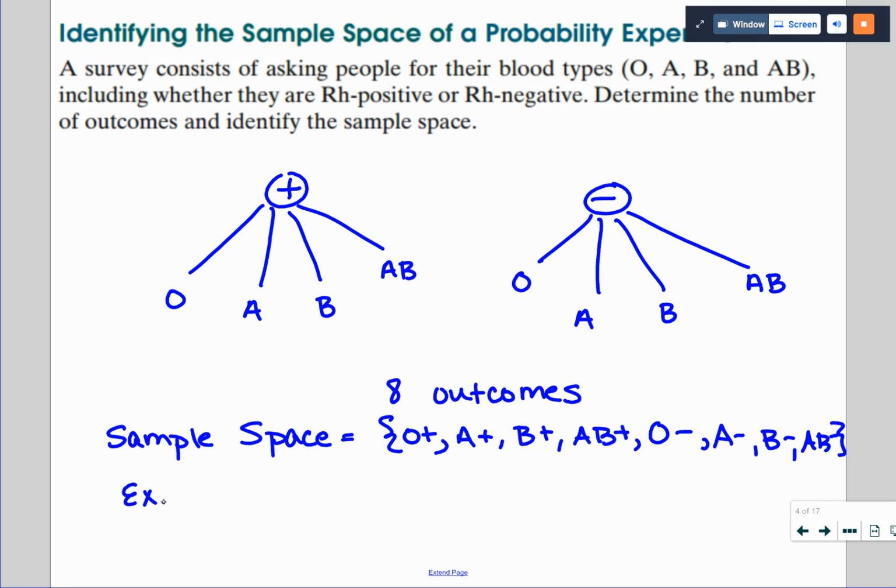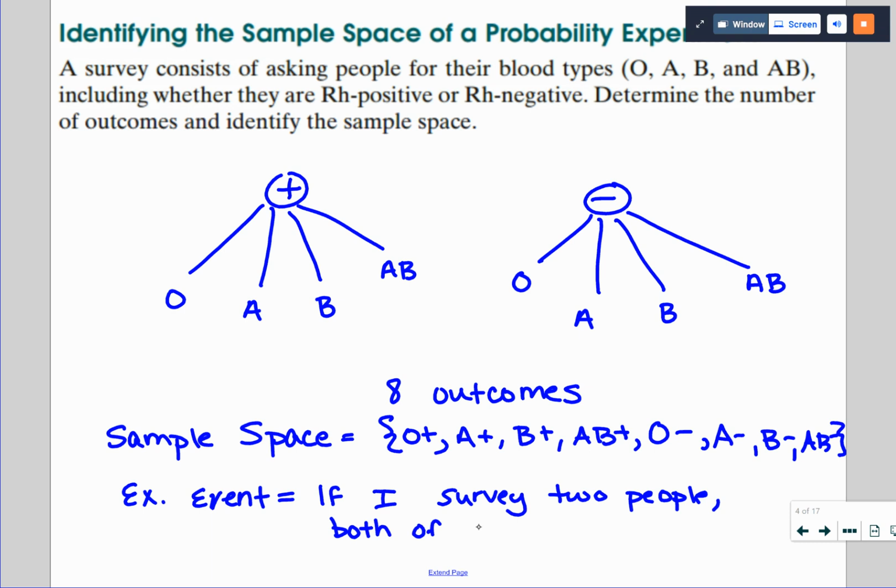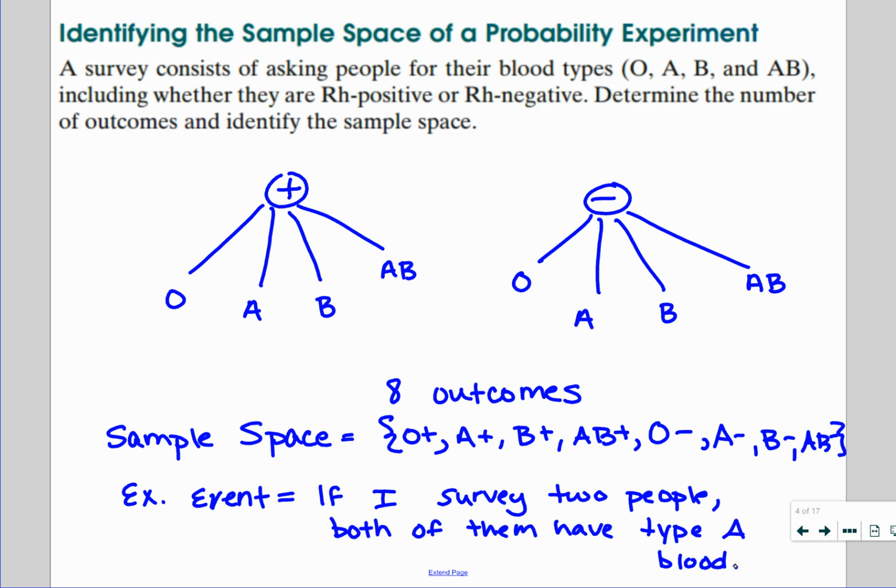And then an example of an event, I'll just put one on here so you have it in your notes, is if I survey 2 people, both of them have type A blood. Okay, so they could both be A positive or they could both be A negative, or one could be positive, one could be negative. And then that's something that we'll talk about how to calculate the probability of later on. Any questions on any of those terms?